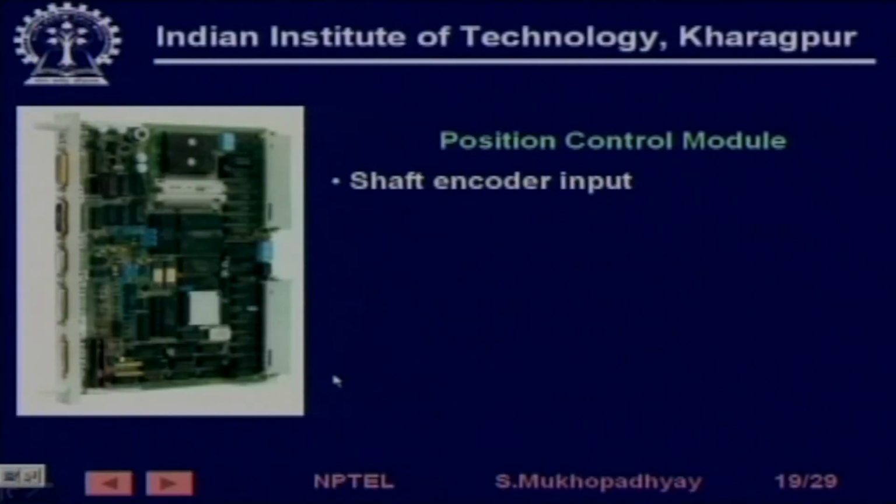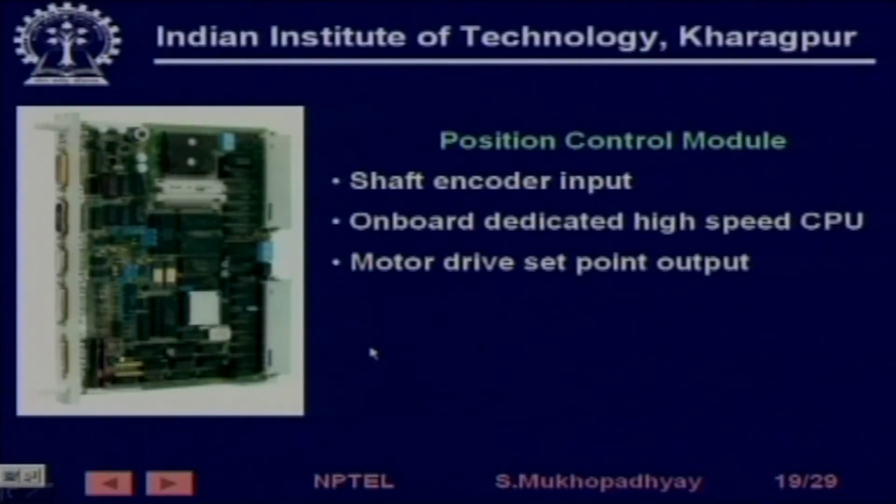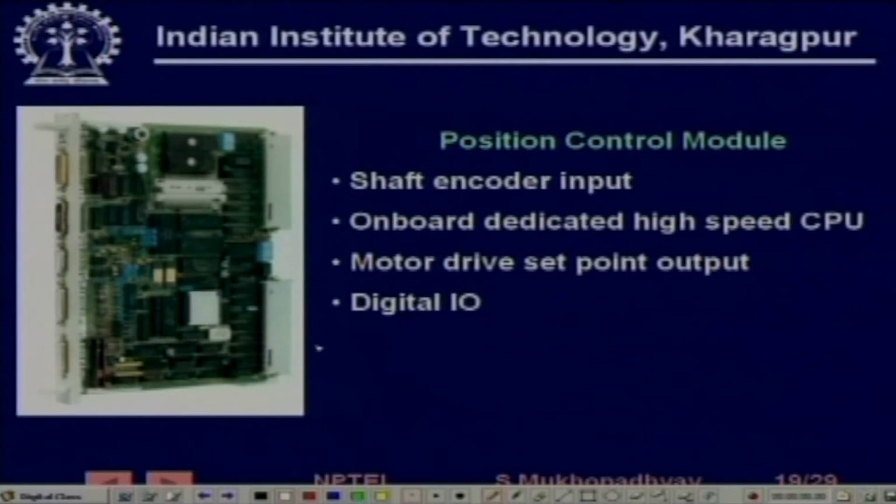This is a position control module, again with an onboard dedicated high speed CPU. Position control generally requires very fast computation, so you have a dedicated high speed CPU. By high speed CPU I mean a CPU with higher capabilities, higher order processors. When you have low speed controllers, you generally use things like microcontrollers to realize them, while here you could use a higher end processor like maybe a 68,000.